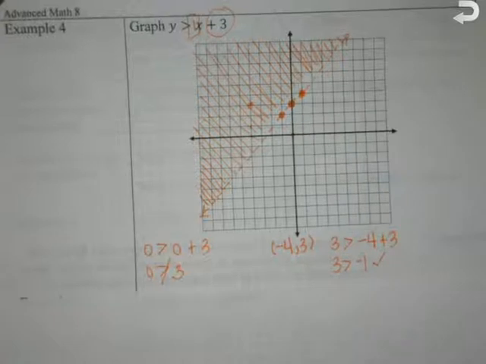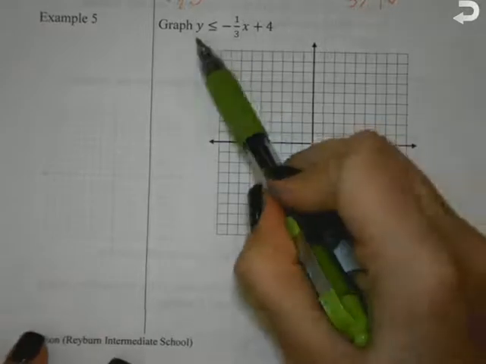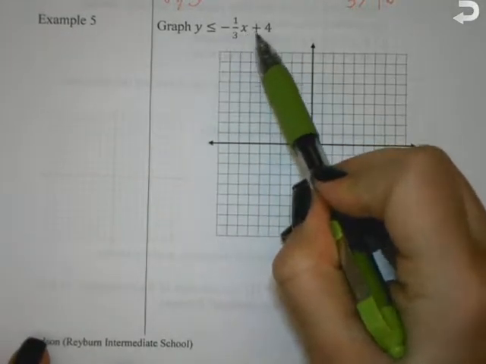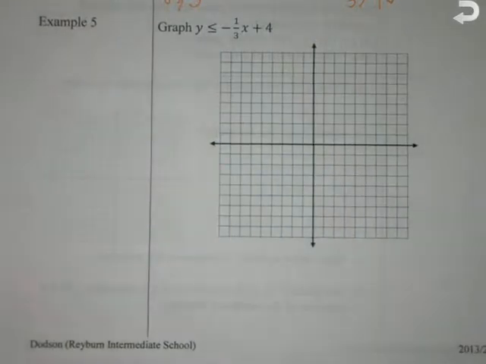Okay? So example 5, you guys are doing this all by yourself. We are going to graph y is less than or equal to negative 1/3 x plus 4. Here's your coordinate plane. Do the line, shade the correct area, and then we'll check our answers.